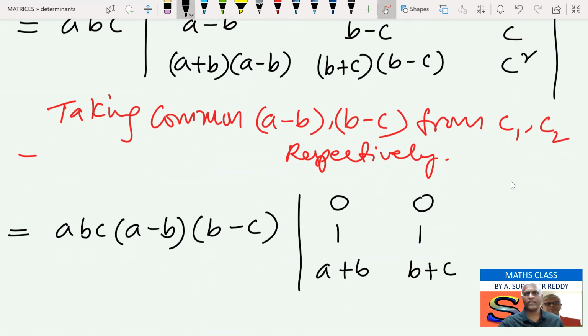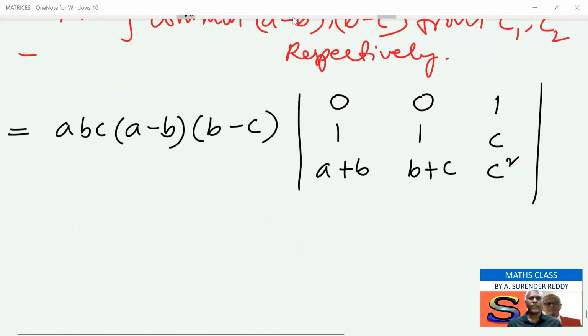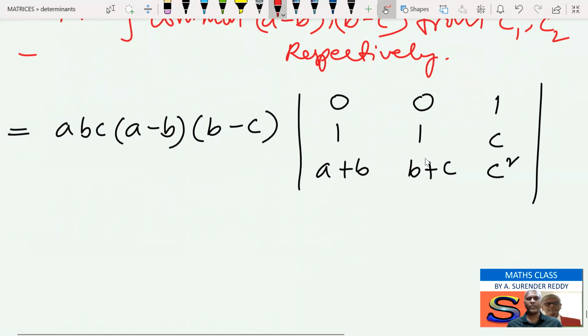C3 has no change, 1, c square as it is. This will be as it is, no change in C3. Now we calculate the determinant as these two numbers are 0.